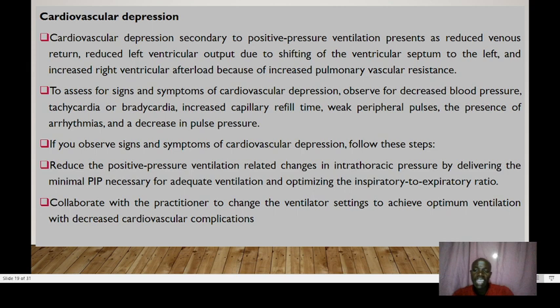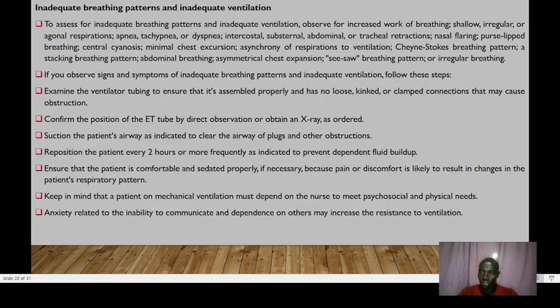If you observe signs and symptoms of cardiovascular depression, you have to reduce the positive pressure ventilation related changes in the intrathoracic pressure by delivering the PIP necessary for adequate ventilation and optimizing the inspiratory to expiratory ratio. And also you have to collaborate with the physician to change the ventilator settings so as to achieve optimum ventilation with decreased cardiovascular complication.